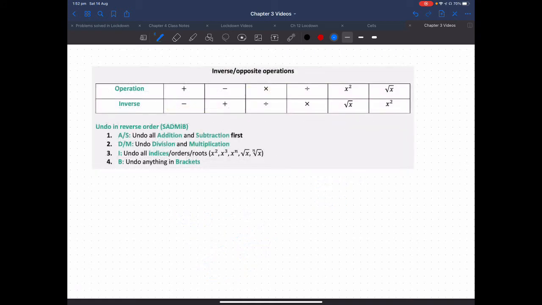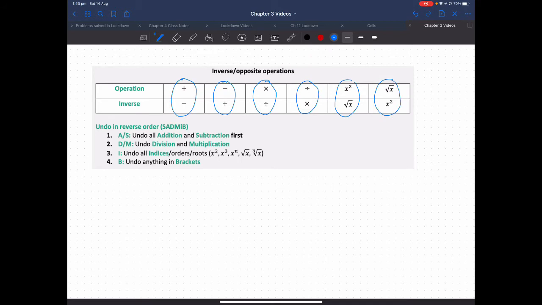In this table, you're reminded of inverse or opposite operations. If we have plus, the inverse to that is minus. If we have minus, the inverse to that is plus. If we have times, the inverse is divide. Divide, the inverse is times. Squaring, the inverse is square rooting. Square root, the inverse is squaring.